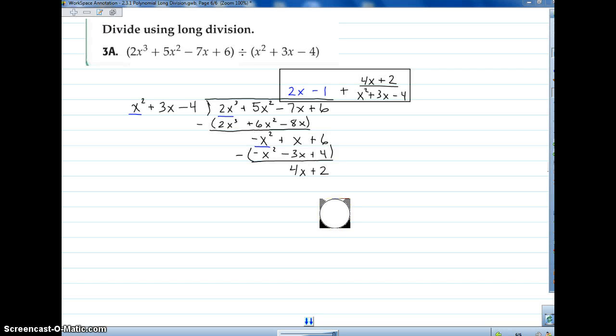Okay, so this one, very similar to all the ones we've been doing. Again, check to make sure that you're getting the right leading term every time you subtract out. 2x minus 1 should have been your answer with 4x plus 2 remaining. Yes, you could have factored out this expression if you wanted to, but nothing was going to cancel, so I just left it as it was.